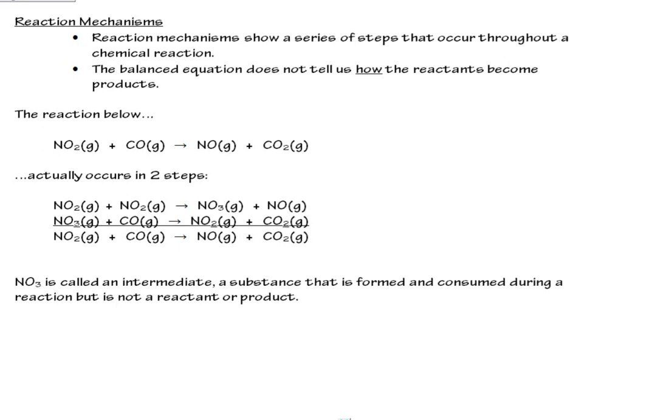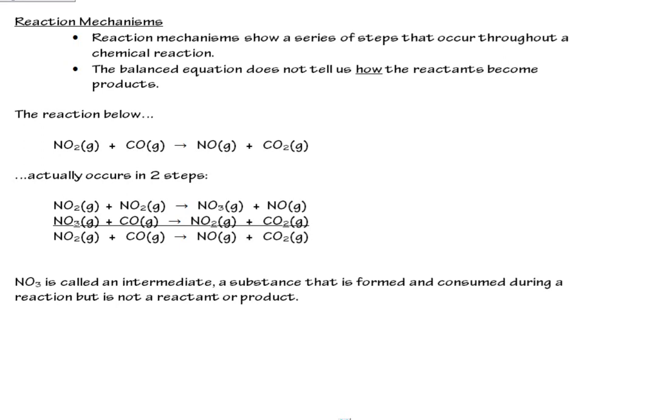How do these molecules form products? We understand that there's probably some kind of breaking bonds and rearranging atoms to make new products. But what's really happening in that gray area between reactants and products? That's what a mechanism is going to try to explain. It's a series of steps that hopefully get us from the reactants to the products.